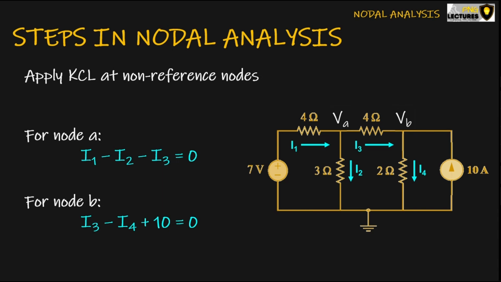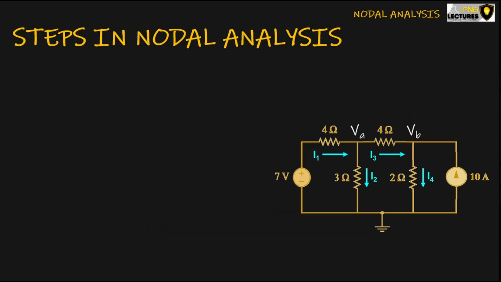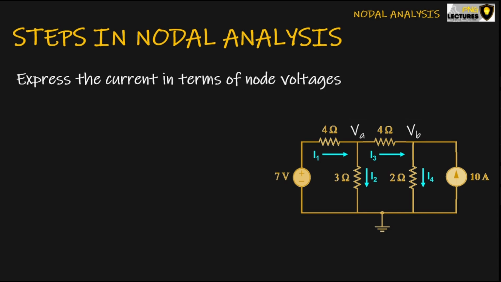Now that we have our KCL equations, the next step is to use Ohm's law to express the branch currents in terms of the node voltages. Remember that we are looking for the node voltages VA and VB, not the currents. So we have to express the currents in terms of the node voltages. But how do we do that? We do this by using the principle of Ohm's law, that I is equal to the voltage drop on the element divided by the resistance. But the voltage on the element can be calculated in terms of the node voltages. We just follow the principle that V higher minus V lower is equal to the voltage across the element.